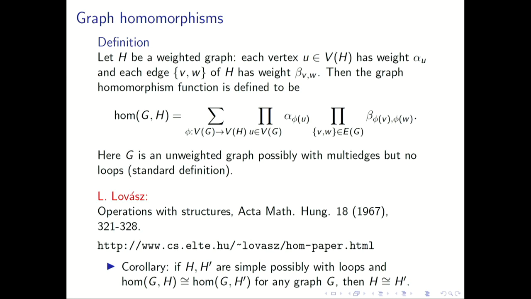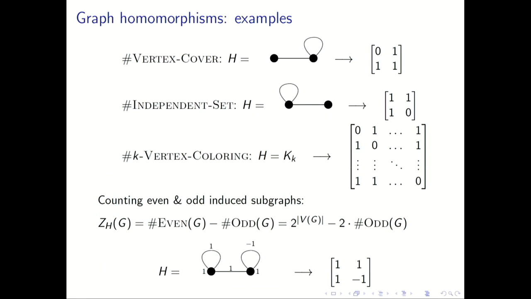In that paper of 1967, Lovász shows that if two unweighted simple graphs define the same function hom, then they are isomorphic. Here, simple means without multi-edges, but possibly with loops. Again, it corresponds to the unweighted case, and this unweighted case has 0, 1 edge weights and no vertex weights. That is, all vertices have weight 1.